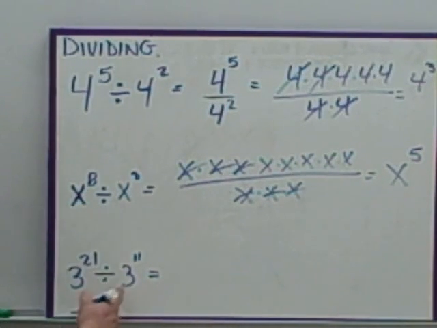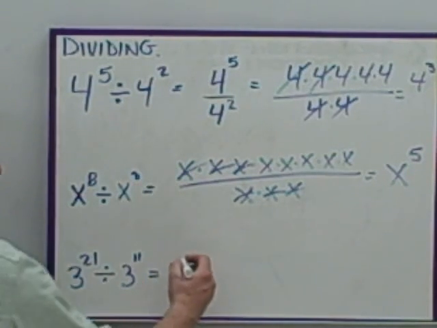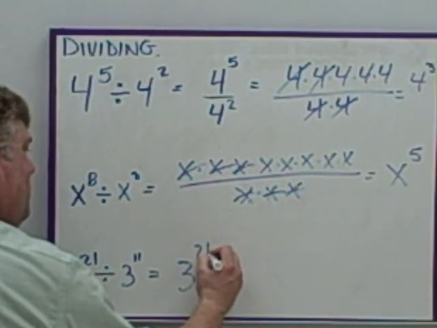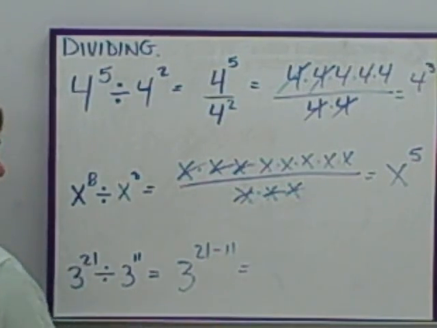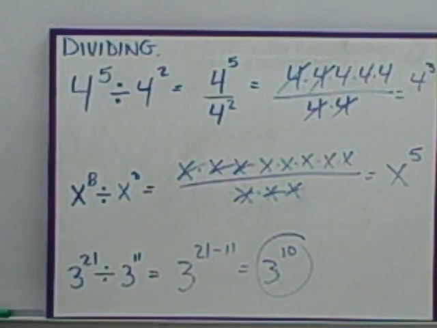Now, would you want to work that out with this? You wouldn't want to have to work out all those 3's to the 21 and 11. No. So it's nice if we can do 3 to the 21 minus 11 like that. 21 minus 11 is 10. It's 3 to the 10th power. And there's our answer.